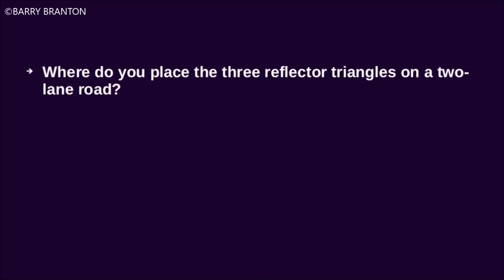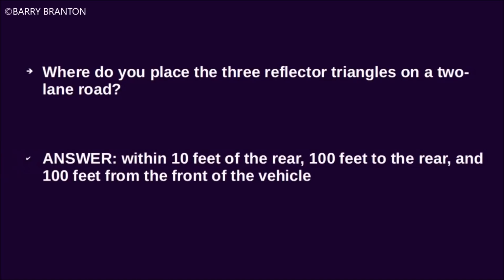Where do you place the 3 reflector triangles on a 2-lane road? Within 10 feet of the rear, 100 feet of the rear, and 100 feet from the front of the vehicle.